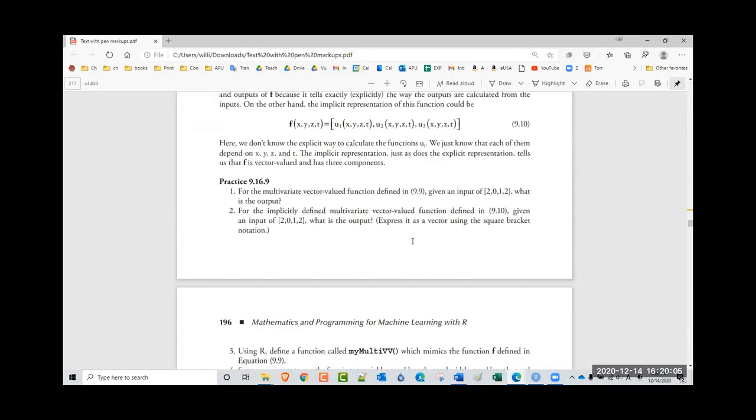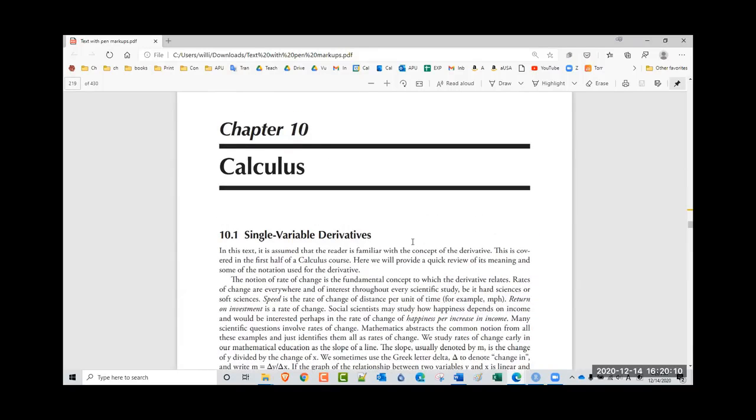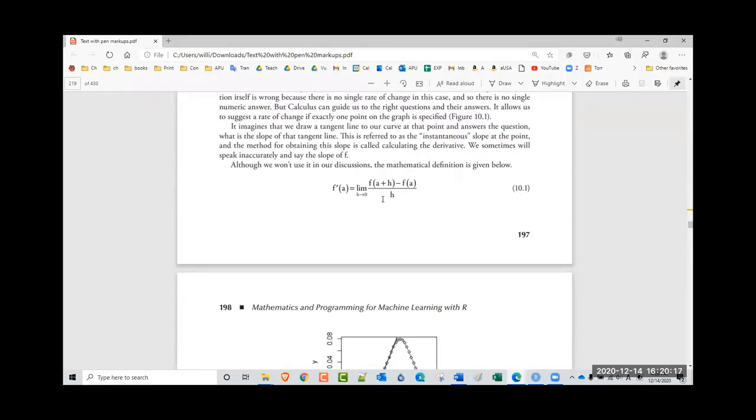All right, so that was that chapter. And now we go to calculus, a review of calculus, and more than just a review maybe. So this is just the definition of the derivative from calculus.